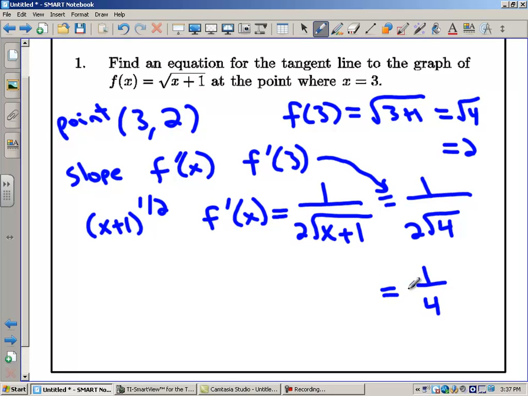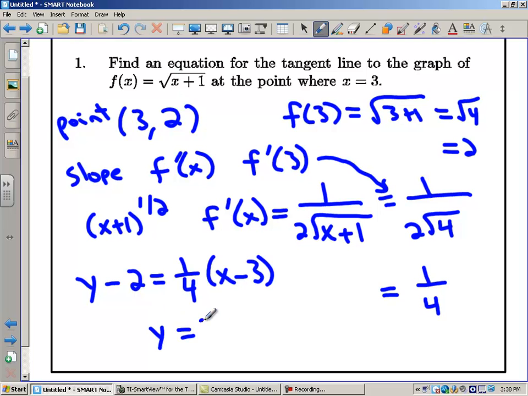So we now have a slope. So let's plug it into our equation. I guess I'll use the basic equation here. y minus y1 equals m, which is really f prime, or the slope, times x minus x1. And that's the equation of a line that is tangent to the graph of the square root of x plus 1, which we could write as y = 2 plus 1/4 times x minus 3.